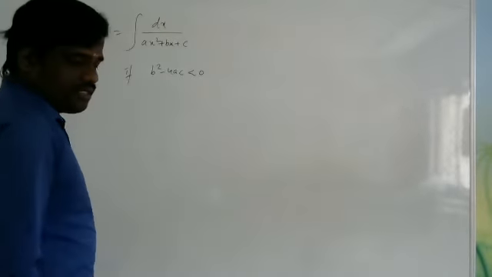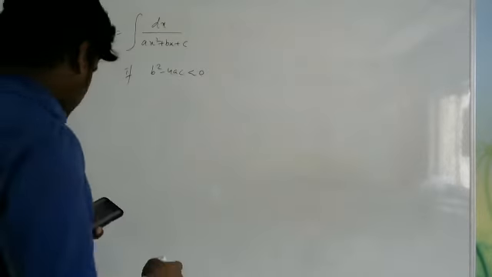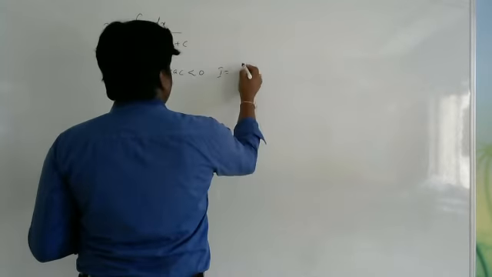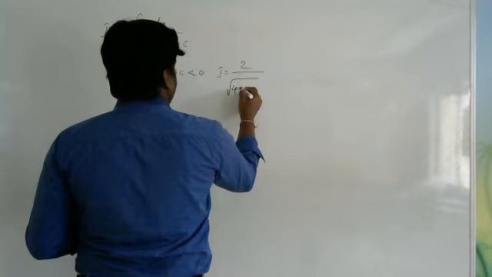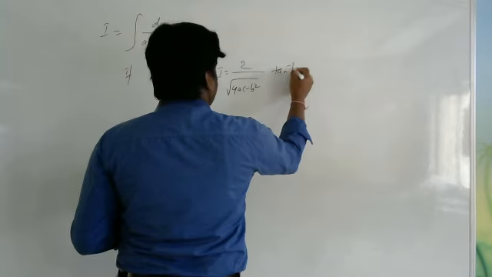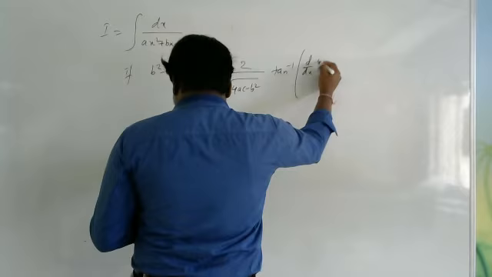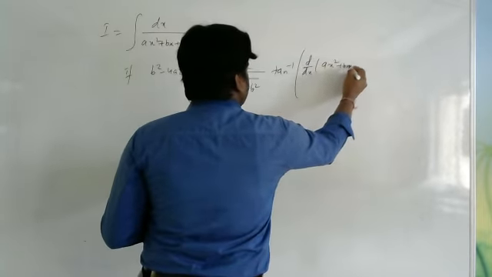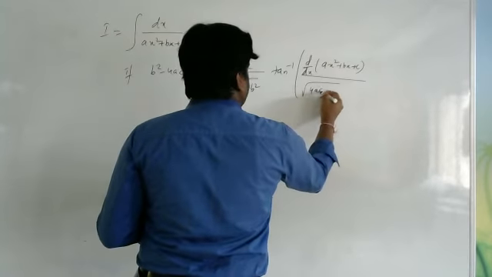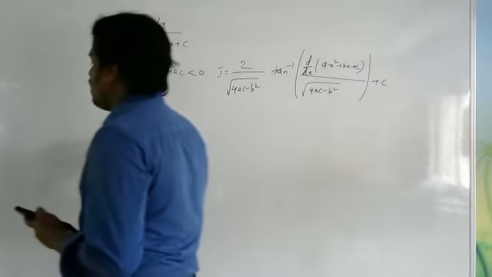There will be two types: discriminant less than 0, and discriminant greater than 0. If discriminant is less than 0, the formula is I is equal to 2 upon square root of 4ac minus b square, tan inverse of d by dx of ax square plus bx plus c divided by square root of 4ac minus b square, plus c. This is the formula.